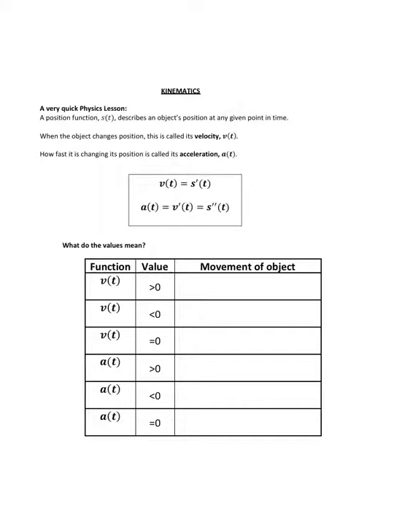So the first thing that it talks about here, in a very quick physics lesson, is that a position function, little s of t, describes an object's position at any given time. The first thing that you need to note is that sometimes you see a capital S of t, and that often stands for speed, whereas lowercase s sub t stands for position. Well, every object has an origin, a reference point, right? We call that reference point an origin.